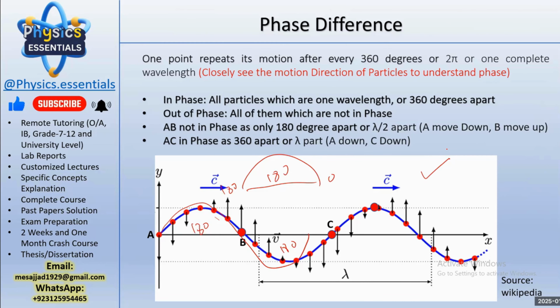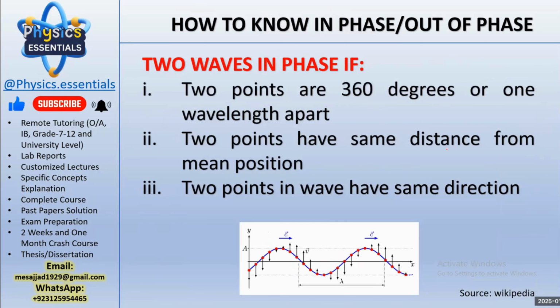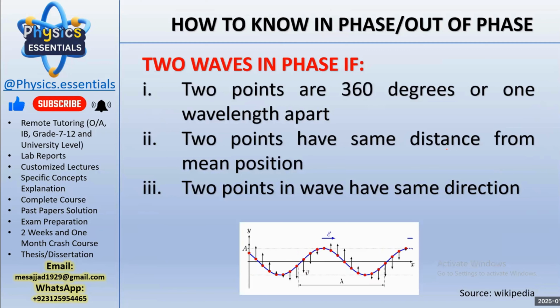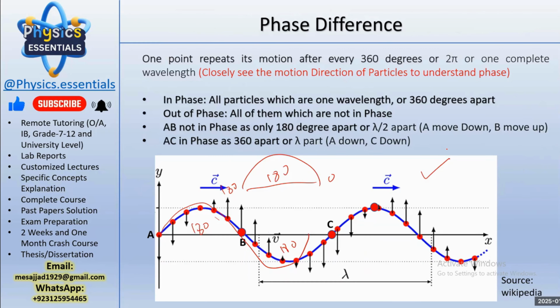What about the second condition? The second condition was that the 2 points have the same distance from the mean position. Both are at the mean position, so both have zero distance from the mean position. Their distance is the same again, so condition two is fulfilled. Now, what about the third condition? 2 points in a wave must have the same direction. Both are going down. It means A and C are in phase.